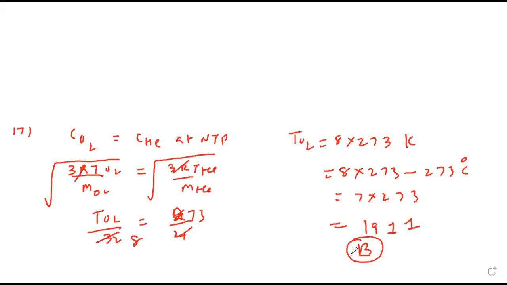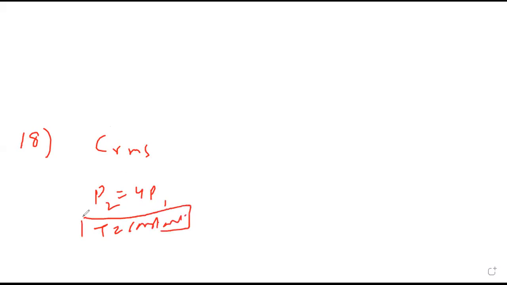Done, sir. The RMS speed of molecule of enclosed gas is CRMS. Pressure is made 4 times, keeping temperature constant. See, whenever temperature is constant, always RMS speed is constant for same gas.